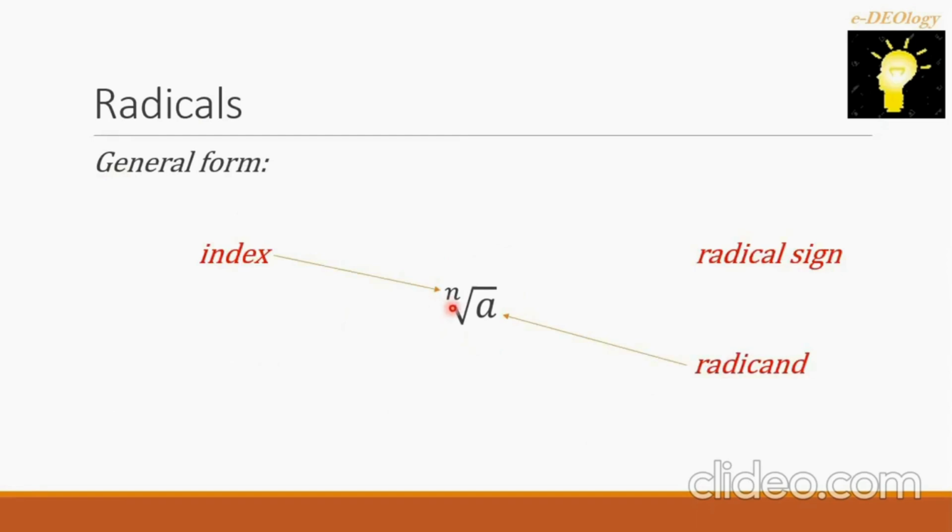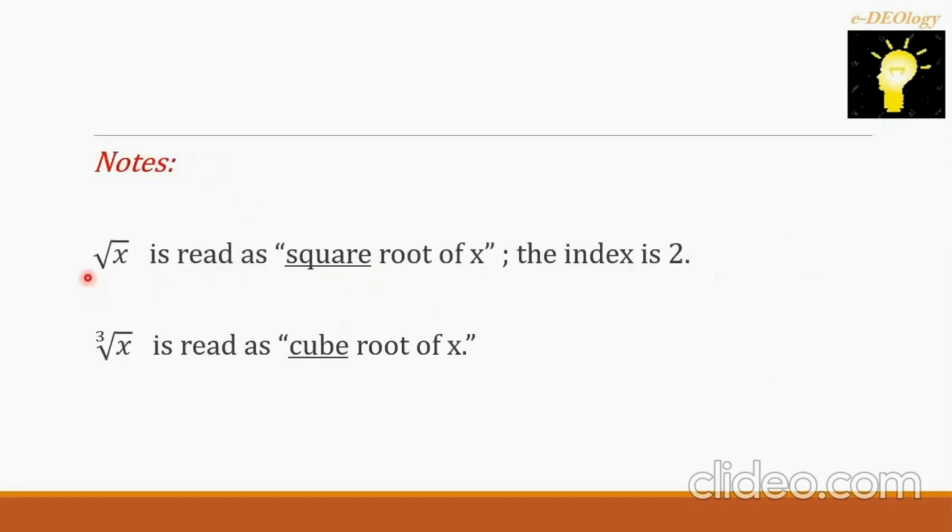The small number n is called the index, the a is called the radicand, and this symbol like a division box is the radical sign. We have some notes here. The symbol like this is read as square root of x, and the index is 2. Another, the symbol like this is read as cube root of x. Obviously, the index is 3.